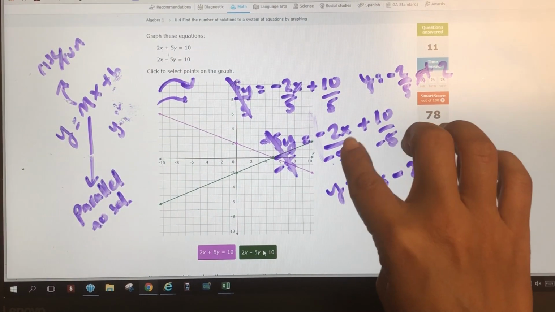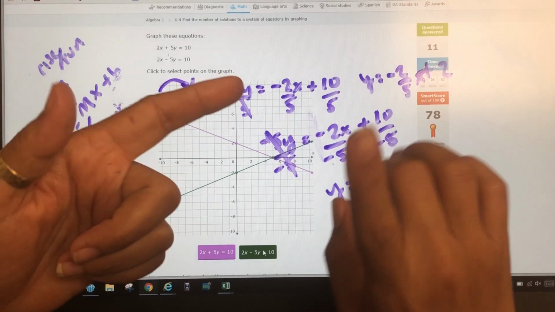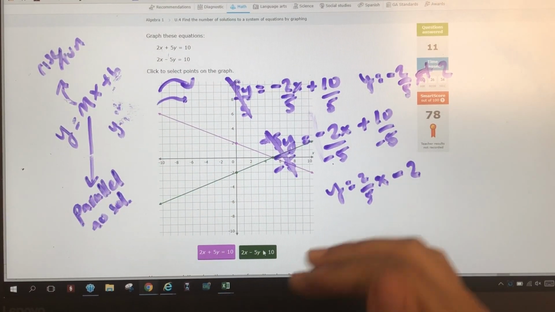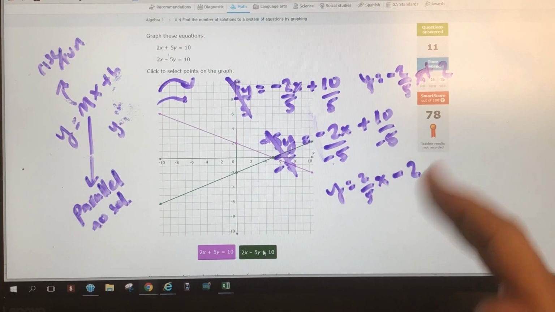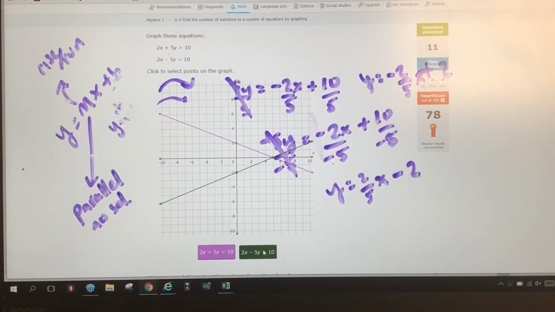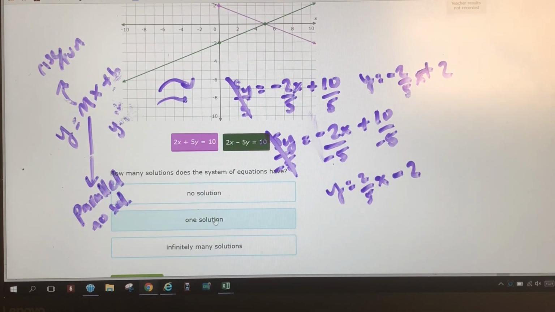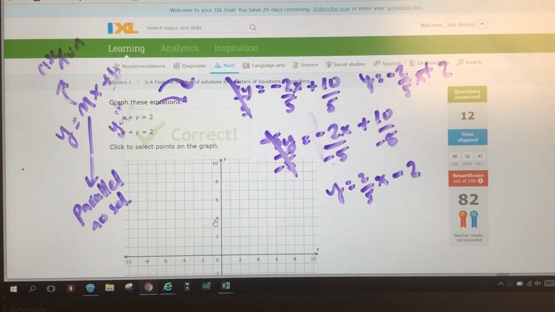The thing is, because the slopes are different, it's not going to be infinitely many or no solution. It's not going to be parallel, and it's not going to be the same line. So it's always going to be one solution because you're dealing with a linear function. And I guess you can get it from there. So one solution, that's it.